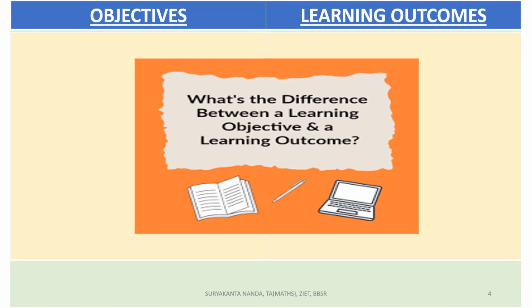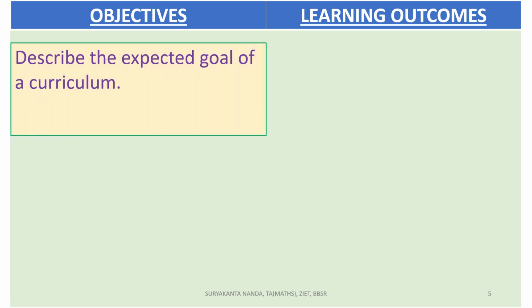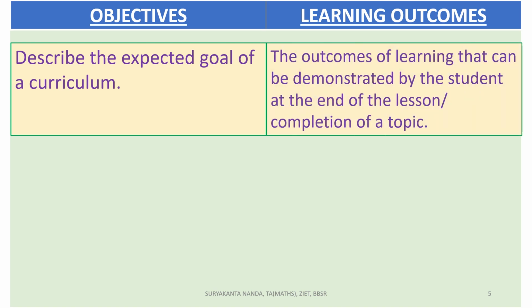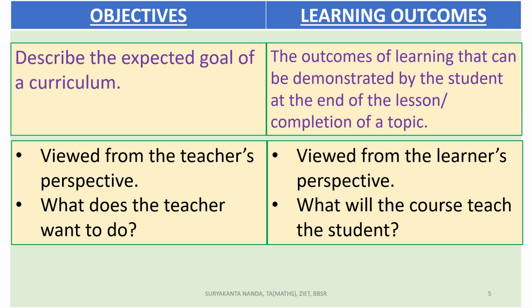Sometimes we get confused about learning objectives and learning outcomes. Learning objectives describe the expected goal of a curriculum, whereas learning outcomes are the outcomes of learning that can be demonstrated by the learner at the end of the learning process. Learning objectives are viewed from the teacher's perspective, whereas learning outcomes are viewed from the learner's perspective.